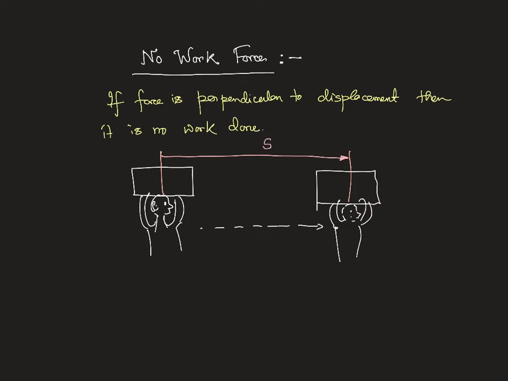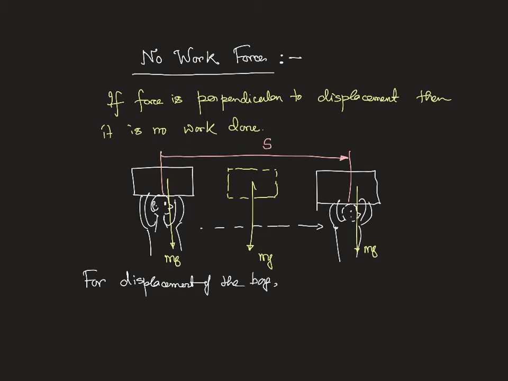Now if you ask, okay, what is the work done by gravity? Here gravity means the weight of the bag, mg, acting downwards during the whole path. At any intermediate position of the bag, it acts downwards. So for this displacement of the bag, the gravity force acting on it is a no-work force.